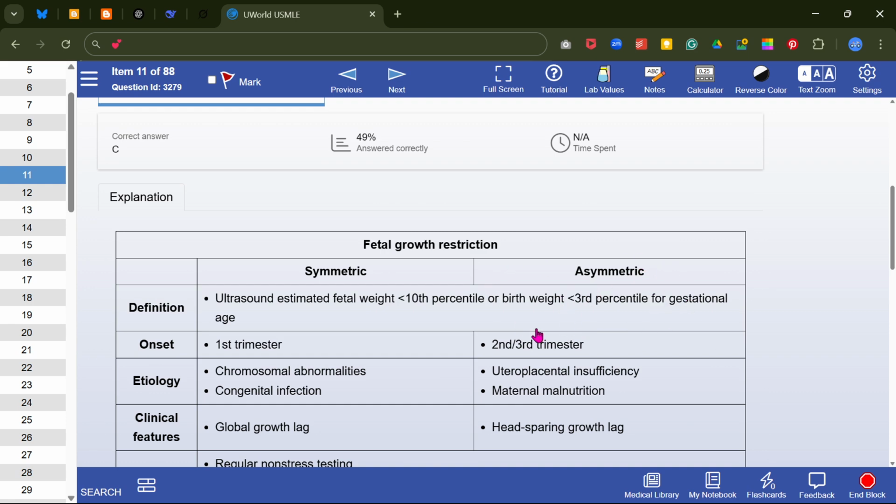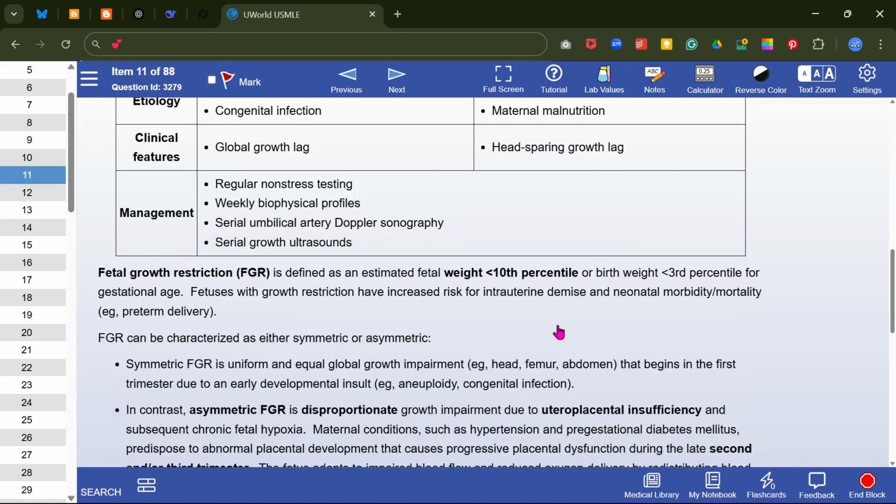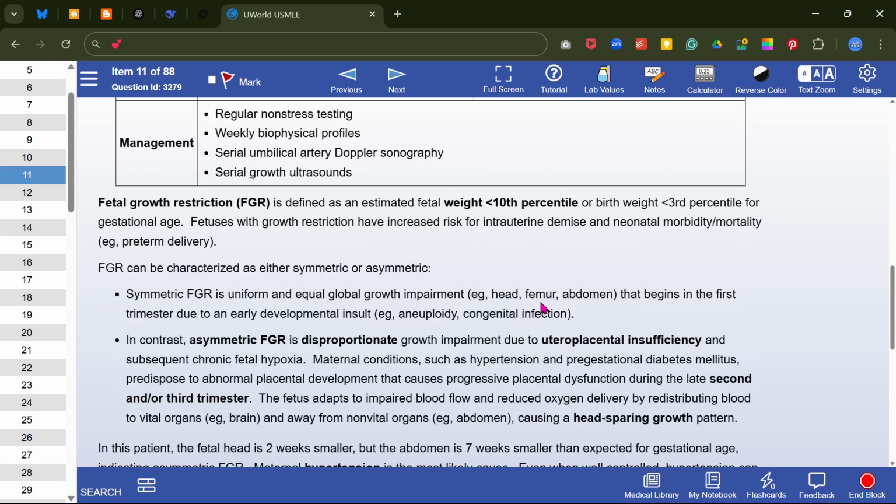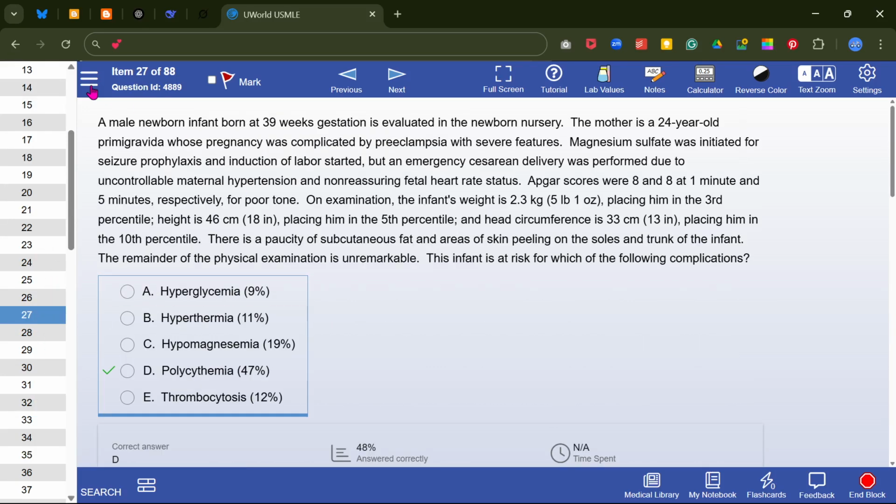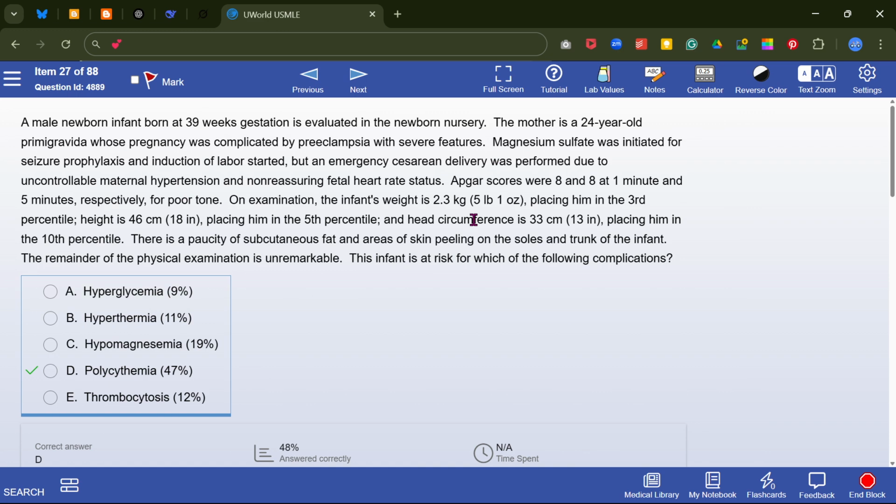It looks like it is asymmetric. So it is uteroplacental insufficiency. It is asymmetric fetal growth. Asymmetric fetal growth happens in the second and third trimester, and there is head sparing. Okay, if we look at another question, look at this question.